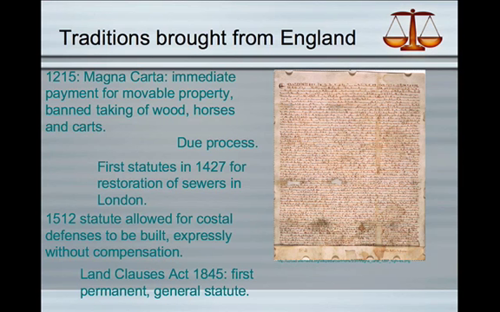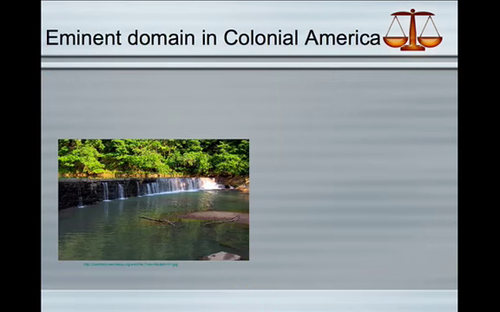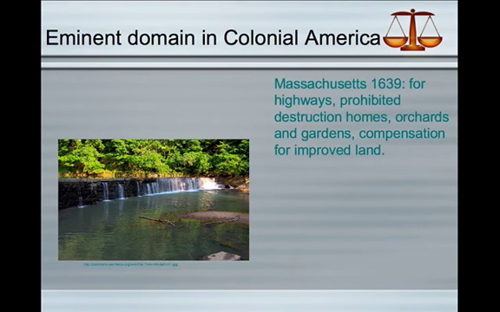And they didn't actually get one unified eminent domain law until the Land Clauses Act of 1845. Before that, it was project-by-project specific. So say they needed to do a project, they would pass a law allowing them to do it. And they slowly developed a tradition of compensation, but there was no actual public use requirement in their laws.